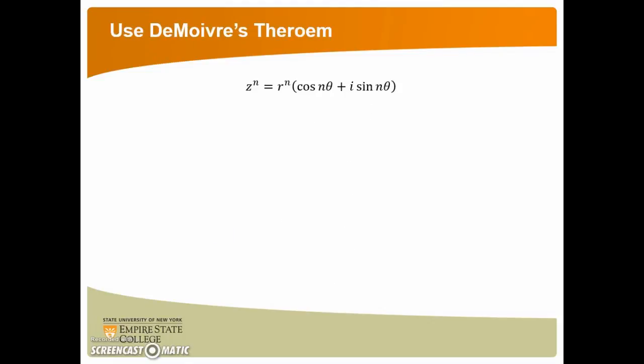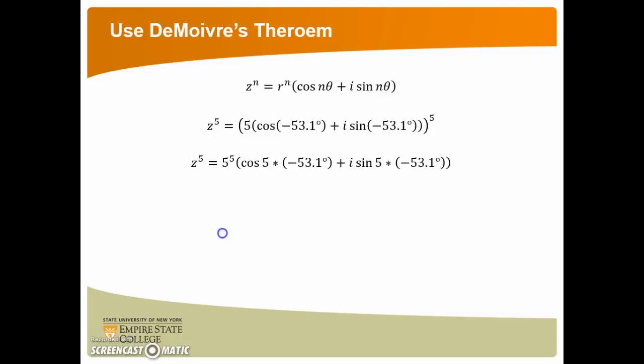Now we can use de Moivre's theorem to find our power. First, a quick reminder of de Moivre's theorem. The complex number z raised to the nth power equals r to the nth times the quantity cosine of n times theta plus i times the sine of n times theta. We plug in the polar form for the complex number we just found, using the formula to quote-unquote distribute the raised to the fifth power.